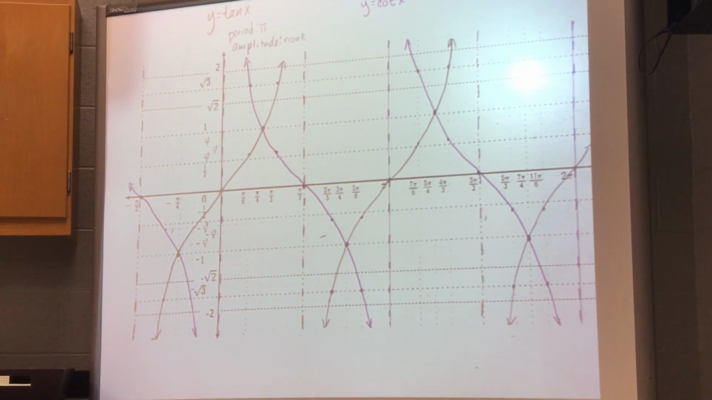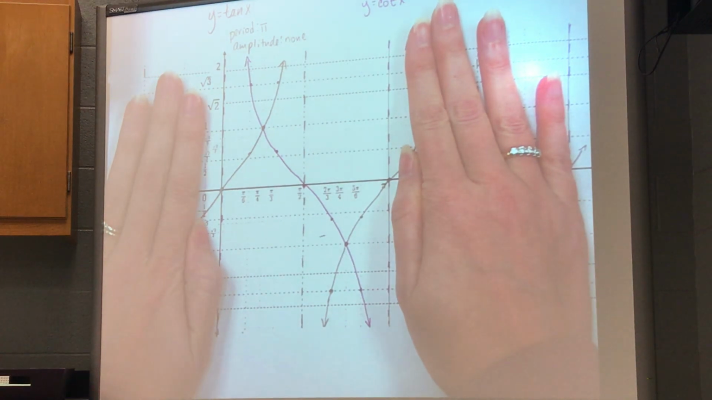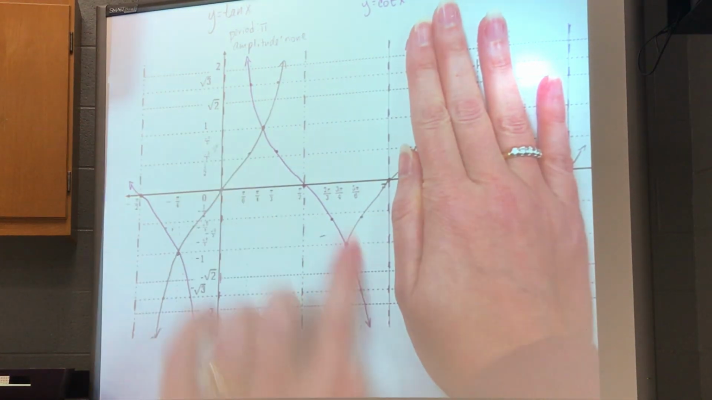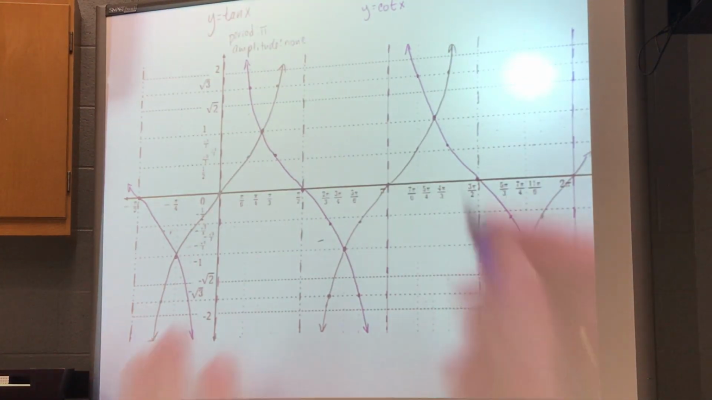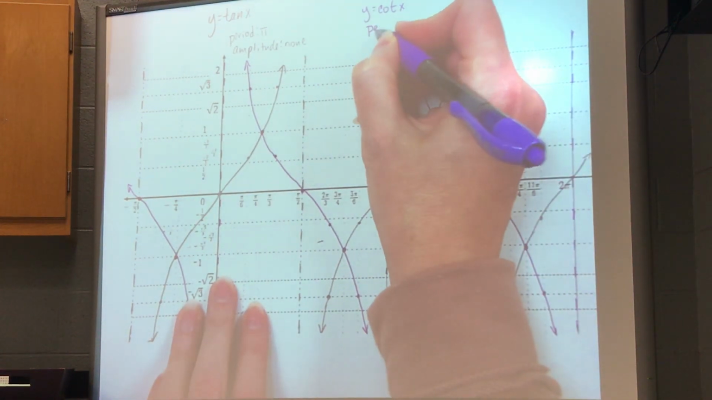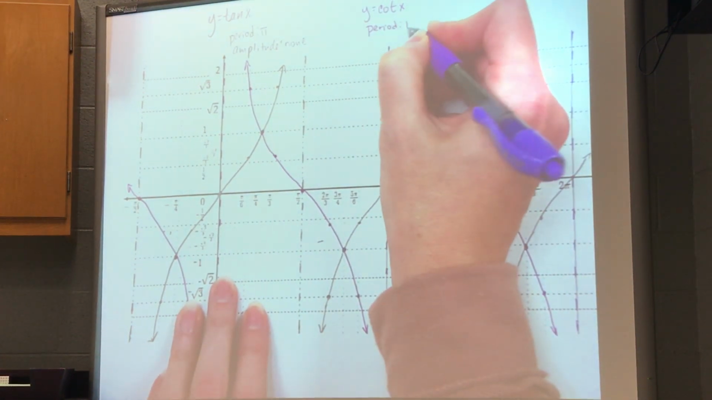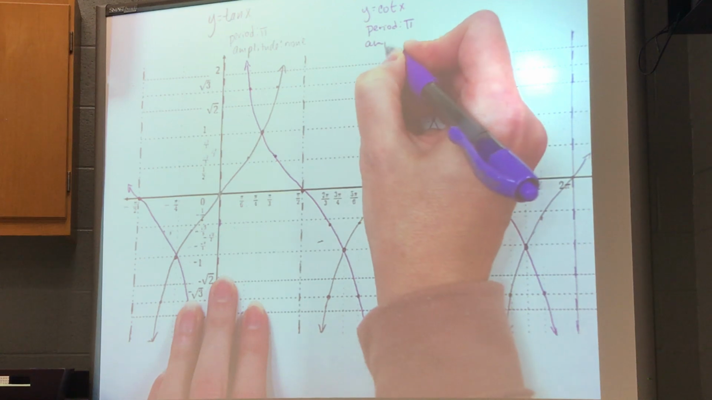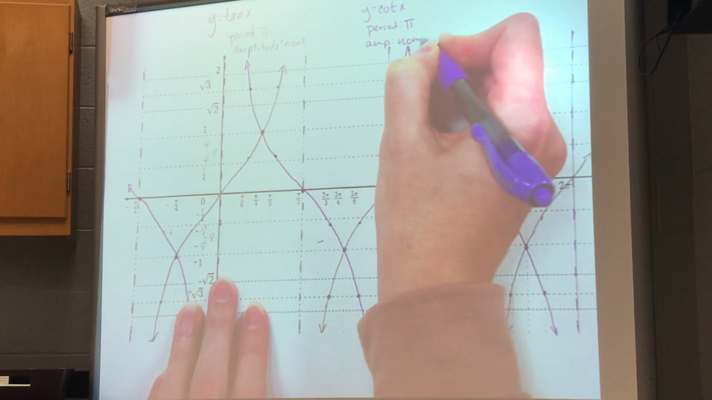One period of cotangent is going to be this. So this shape right here. So what do y'all think? It's still pi, good. And then the amplitude is also none.